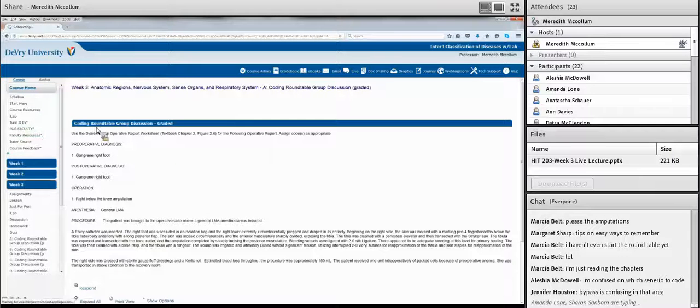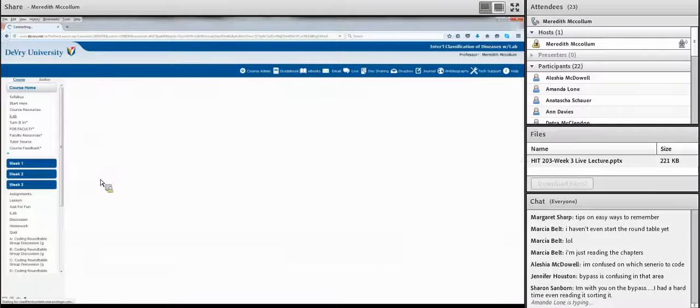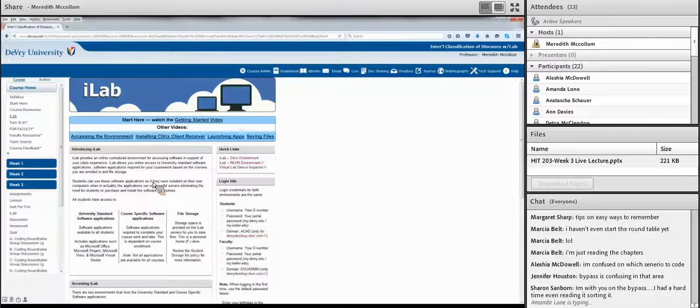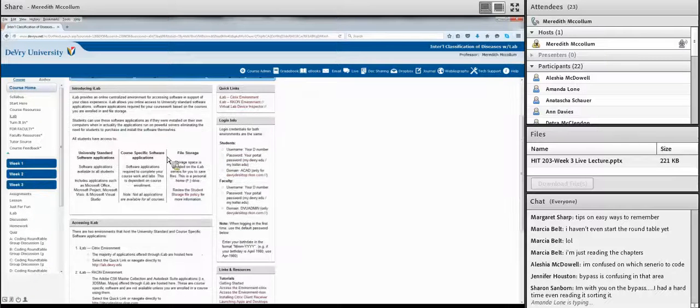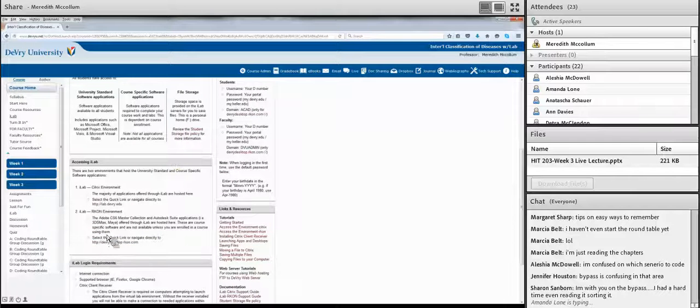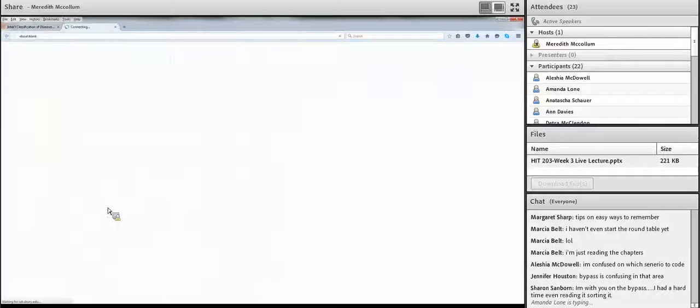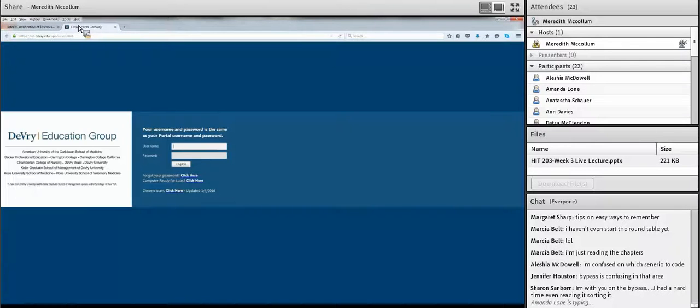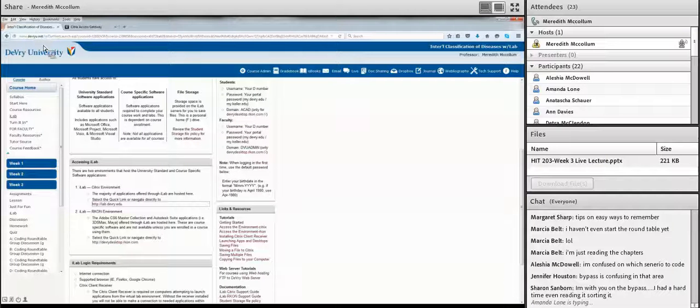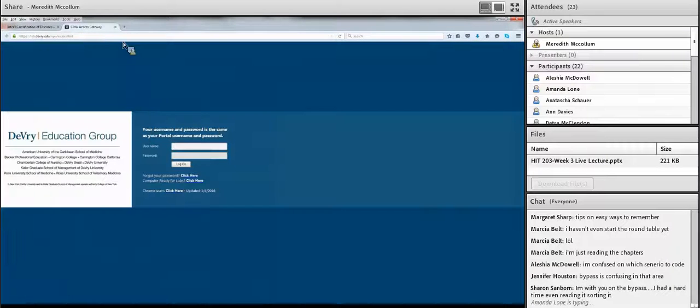I'm going to go into the iLab, and so those of you who are here all the time, just ignore me, but some people have not heard me before. I know they're missing out so much sarcasm in my voice. So you click on this lab.devry.edu, and then you put in your D number.